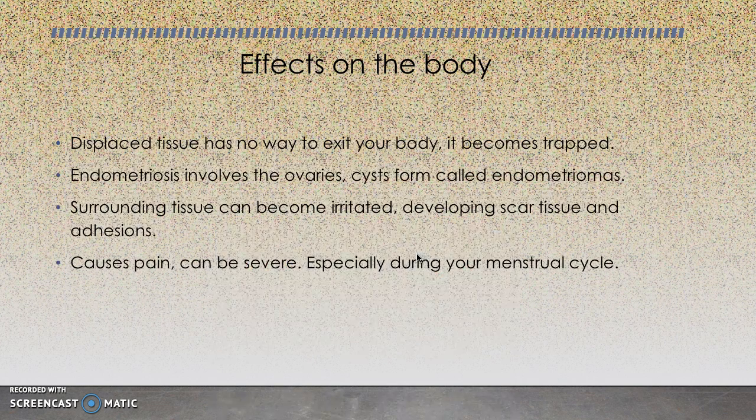The effects on the body: it displaces tissue that has no way to exit your body. It becomes trapped. Endometriosis involves ovary cysts called endometriomas. Surrounding tissue can become irritated, developing scar tissue and adhesions, causes pain, can be very severe, especially during your menstrual cycle.